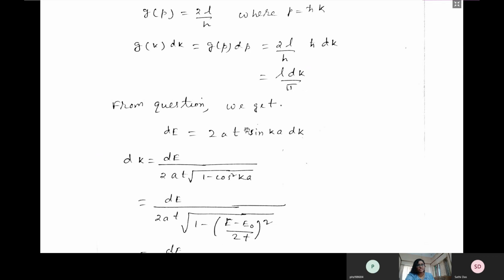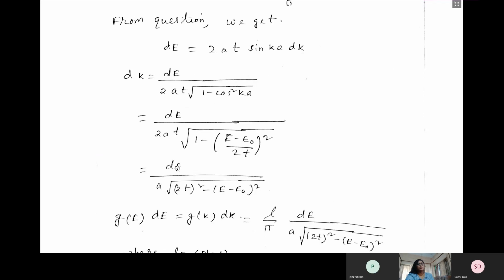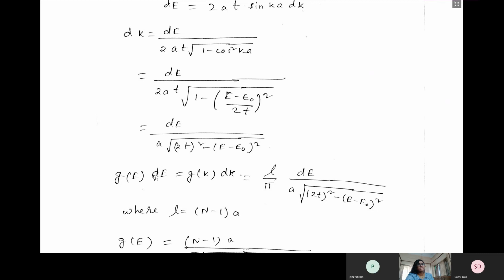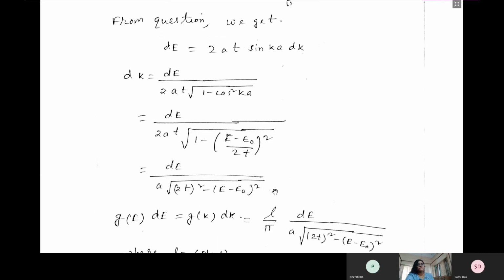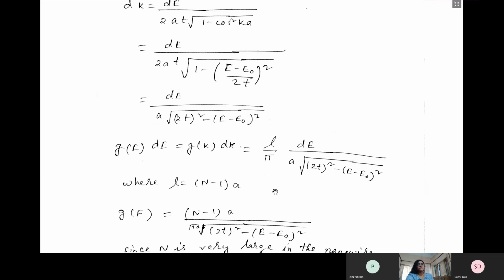So from the question, dE equals 2ta sin ka dk. So dk can be written as dE by 2ta root of 1 minus cos square ka. Just sin, you write it as root of 1 minus cos square ka. So here you find dE by a root over (2t) square minus (E minus E naught) whole square. Just rearrange the terms so that you get the answer. Okay. So g(E)dE equals g(k)dk, that is L by π into dE by a root over (2t) square minus (E minus E naught) whole square.